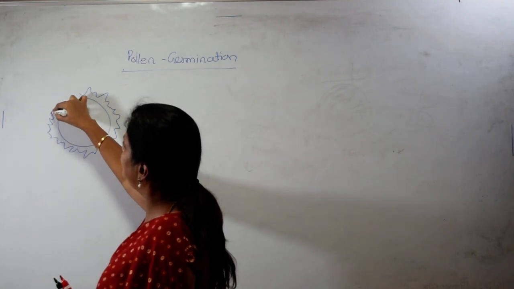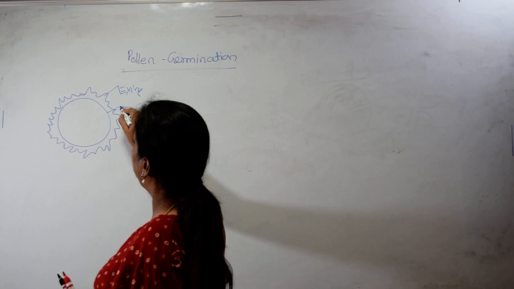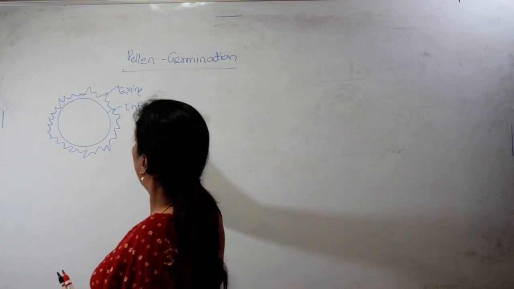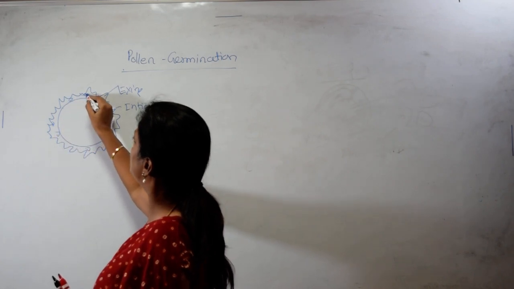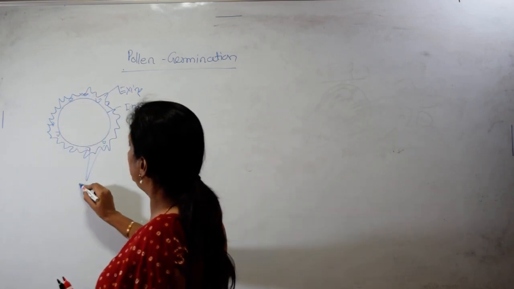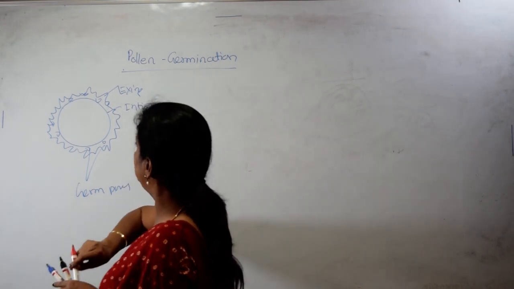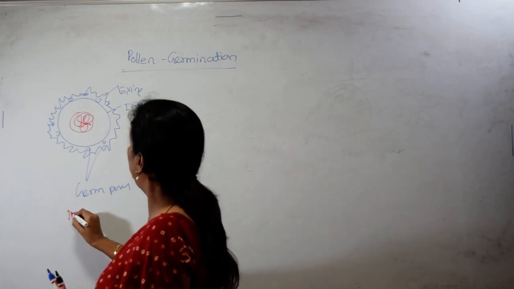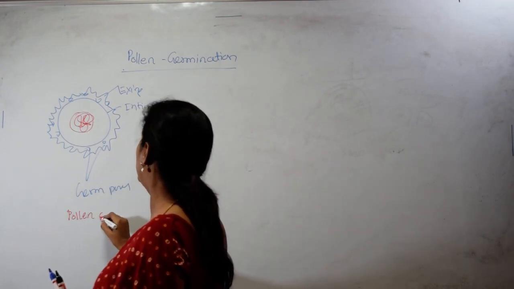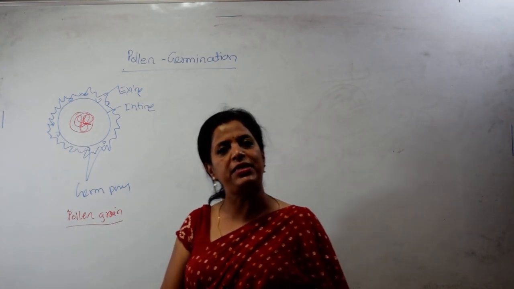This is the exine, the sculptured one. The inner one is the intine, with a number of germ pores. These are the germ pores. And it is a haploid structure having the paternal set of chromosomes. This is one pollen grain. Now, how exactly do divisions take place?